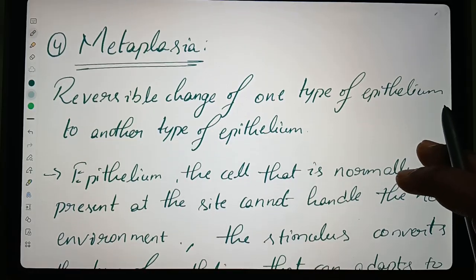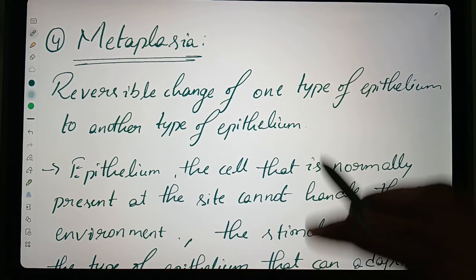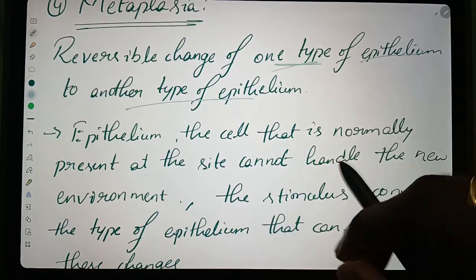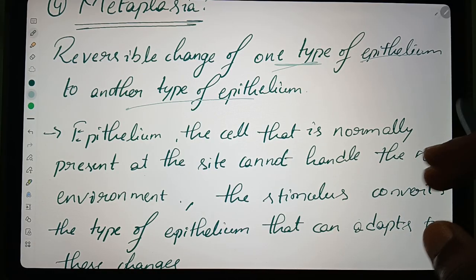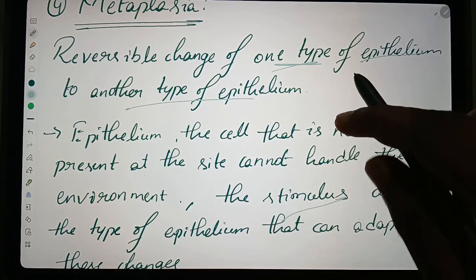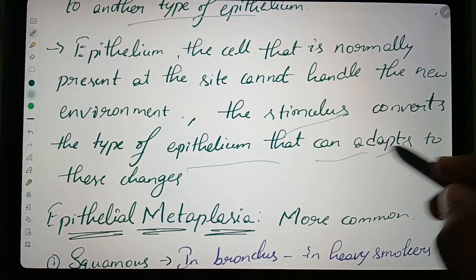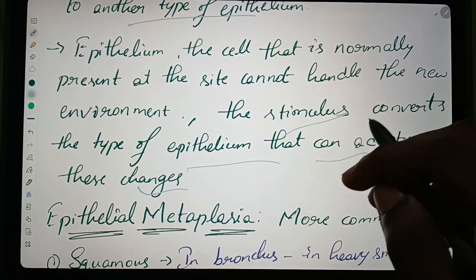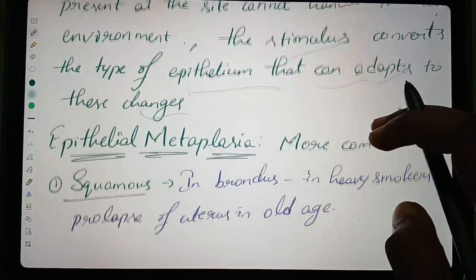Coming to the fourth one, metaplasia. It is a reversible change from one type of epithelium to another type. That means the cell cannot handle the environment, so when a stimulation is given, it converts to another epithelium that can adapt to those changes.